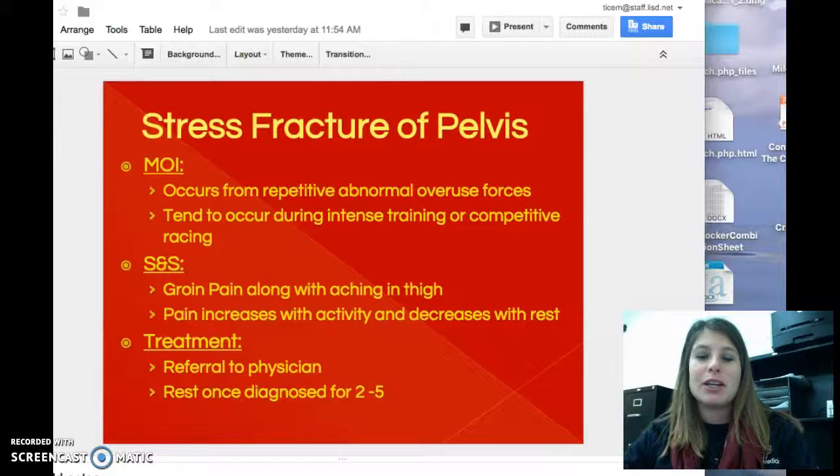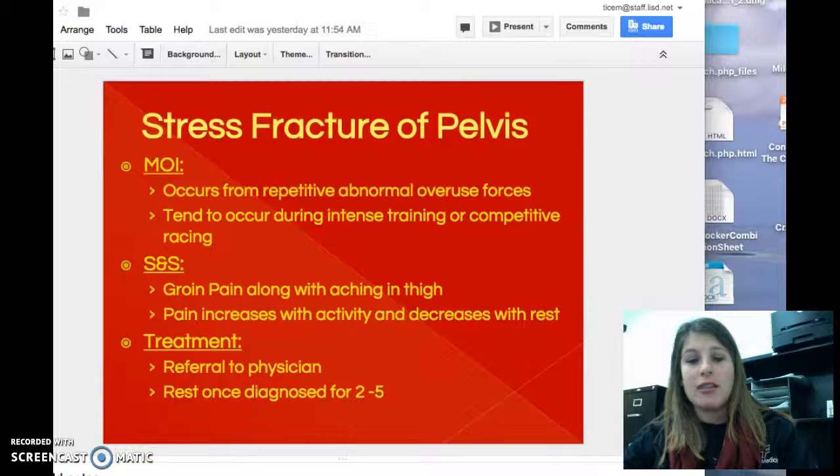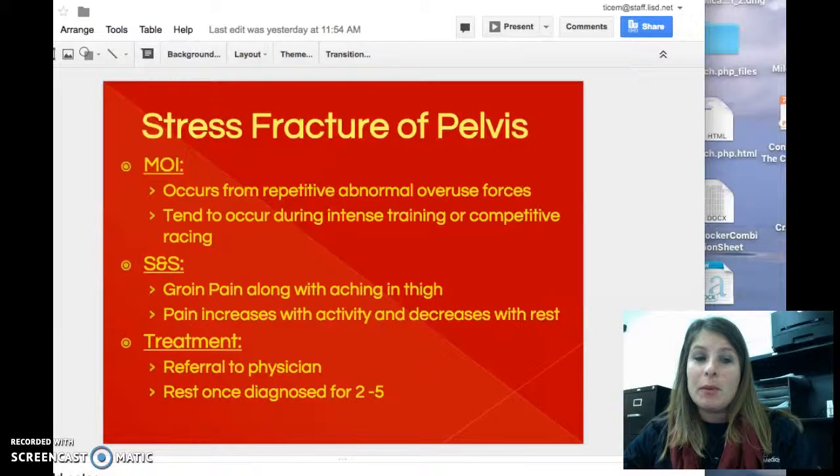Our signs and symptoms are going to be similar to any other stress fracture. We're just dealing more with the pelvis area rather than our lower leg. Remember, we're going to need that bone scan to help determine if we have a stress fracture. X-ray is not always going to be best diagnostic tool, especially in the early stages. So you'll want to send them to the doctor, and then they will have to rest the area.